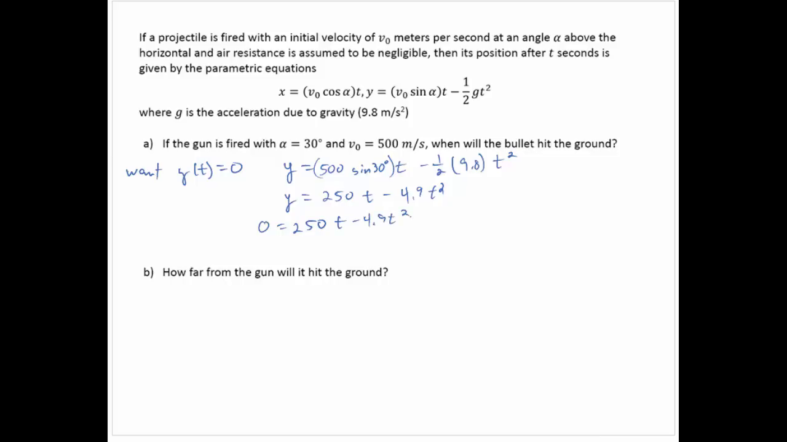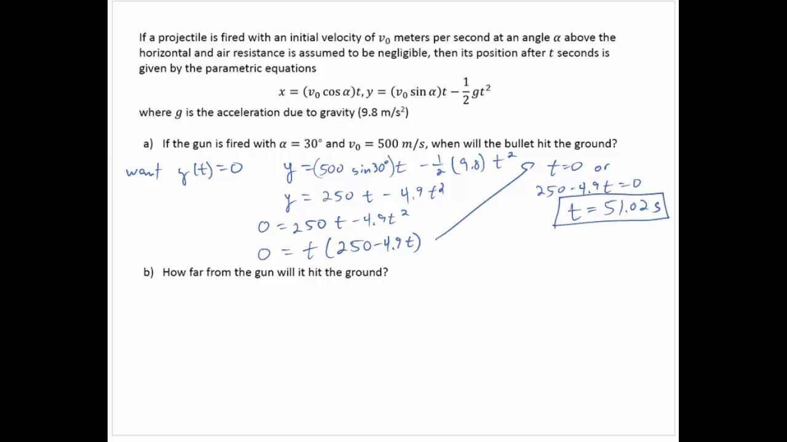And we can solve this by factoring, or the quadratic formula, or completing the square if you really want to. But I'll just use factoring. This factors as t times 250 minus 4.9t. And so setting each of those to 0, t equals 0. That's when it was fired. Or 250 minus 4.9t is 0. And solving that second equation for t, we find that t is about 51.02 seconds. And that's when the bullet hits the ground.